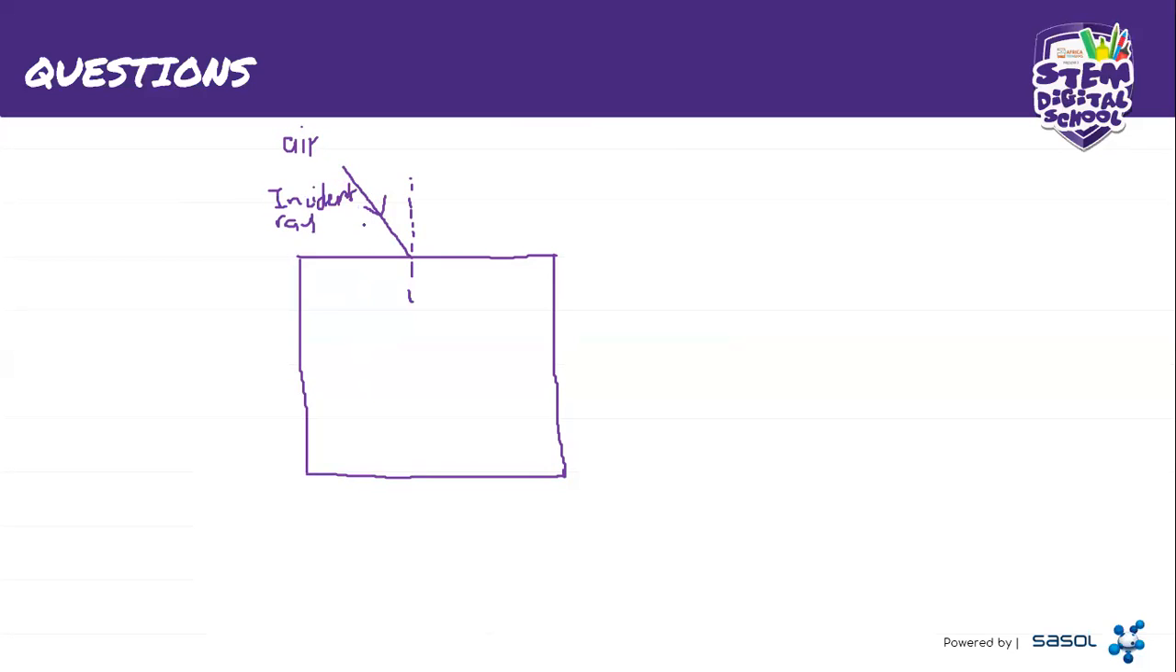Now, the incident ray is the ray of light that strikes the glass block. And there I have made an arrow to show that a light ray has direction. And then from the normal to the incident ray, we know the angle is 55 degrees. In other words, it must have a degree sign.